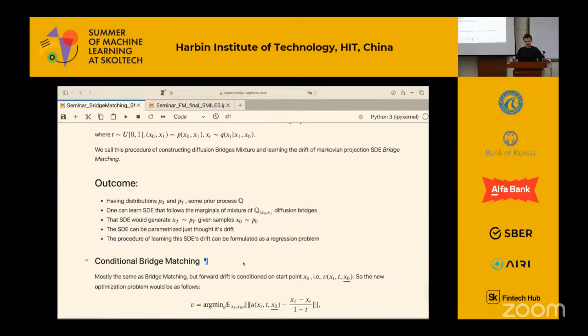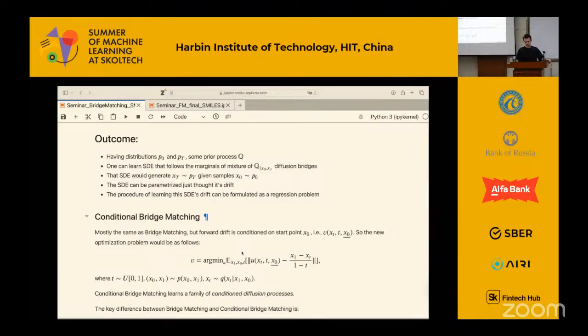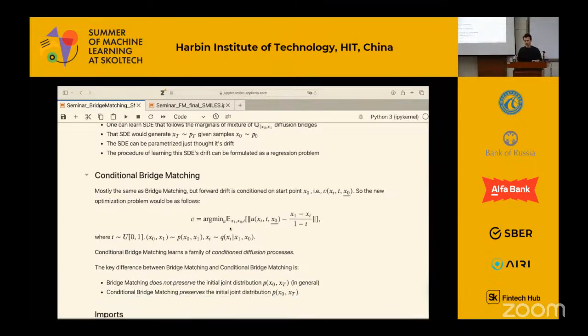So okay, this is unconditional bridge matching. There is another version of bridge matching called conditional bridge matching, which differs from the unconditional bridge matching by just a little bit. What we do is alter the vector field a bit and add conditioning on x0, aka the starting point, to our vector field. So in practice, everything else stays just the same. We just alter the neural network that we use for the vector field parameterization.